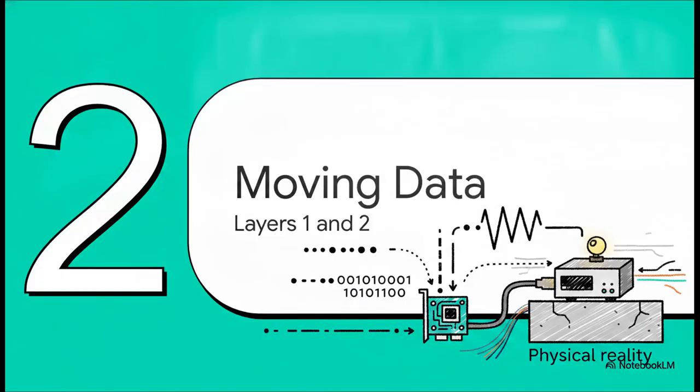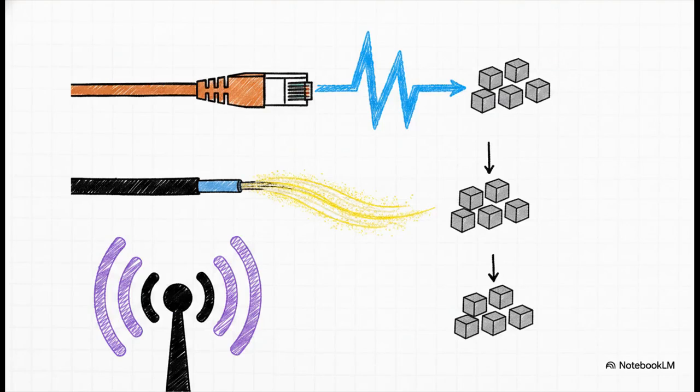Section 2. Moving data. Let's look at layers 1 and 2. All right, let's start at the very bottom, where abstract data turns into physical reality. Welcome to Layer 1, the physical layer. When you strip it all away, computer data is just ones and zeros, right? Raw bits? Well, Layer 1's only job is to physically transport those bits from point A to point B. And what's kind of wild here is that physical is a pretty broad term. Whether you're using a tangible copper Ethernet cable, a fiber optic line, or totally invisible Wi-Fi radio waves, it all lives right here at Layer 1. It only cares about the transport medium.